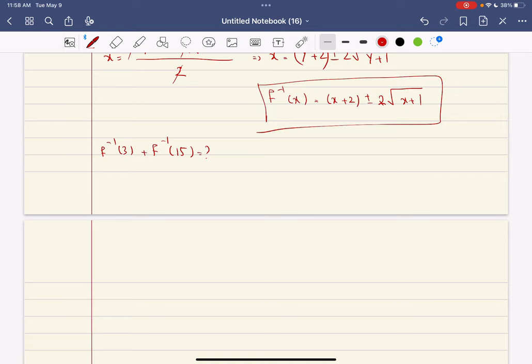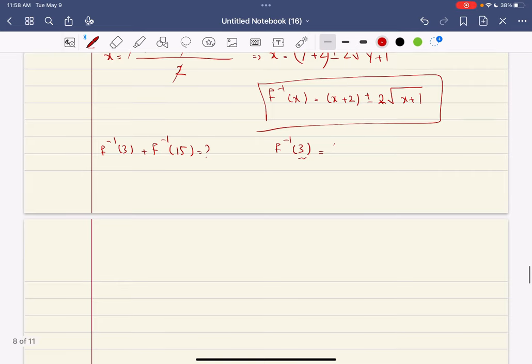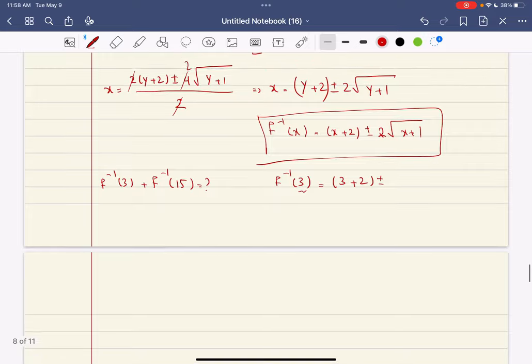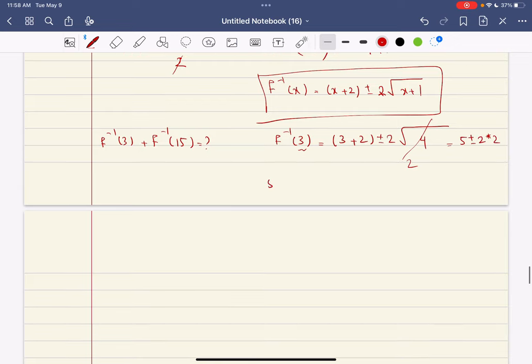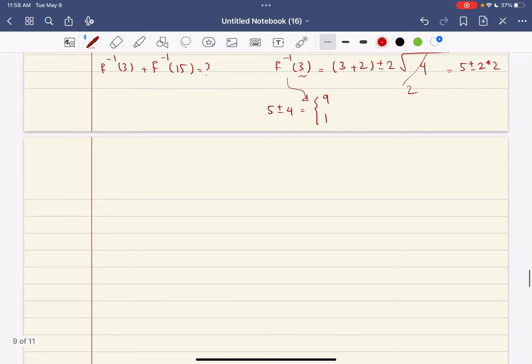So first off, let's find the inverse of f at 3. I should replace x with 3. So it would be 3 plus 2 plus minus 2 times root 3 plus 1, or 4. Root 4 is 2, so it is 5 plus minus 2 times 2, or 5 plus minus 4, or 2 answers. 5 plus 4 is 9, 5 minus 4 is 1. These are the answers for the inverse of f at 3.